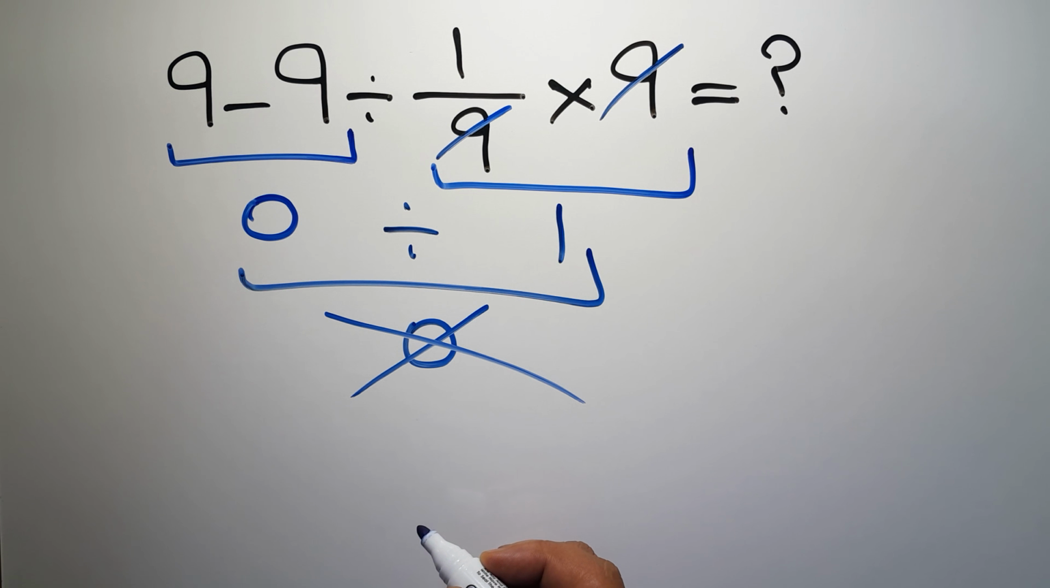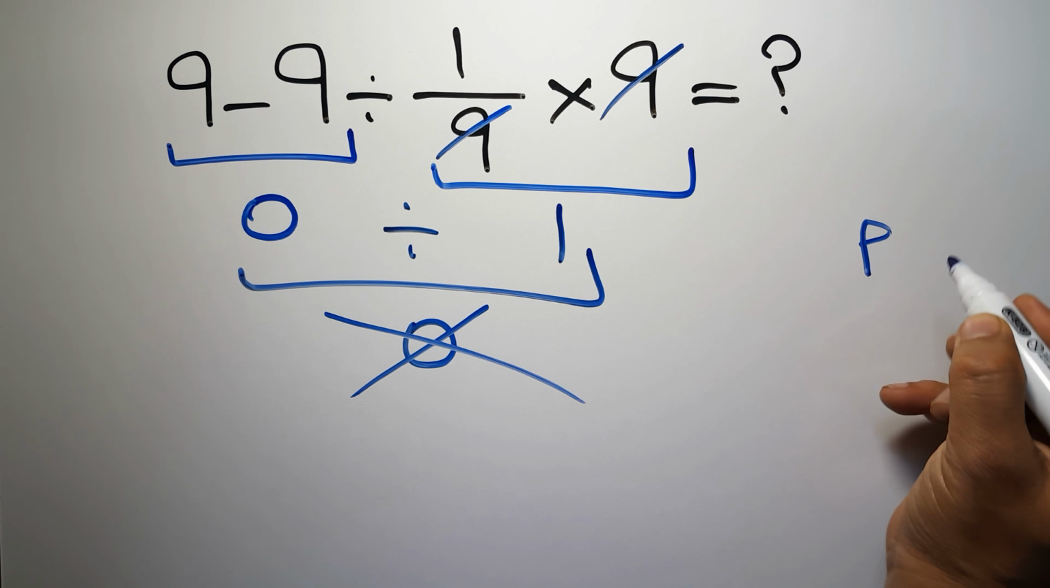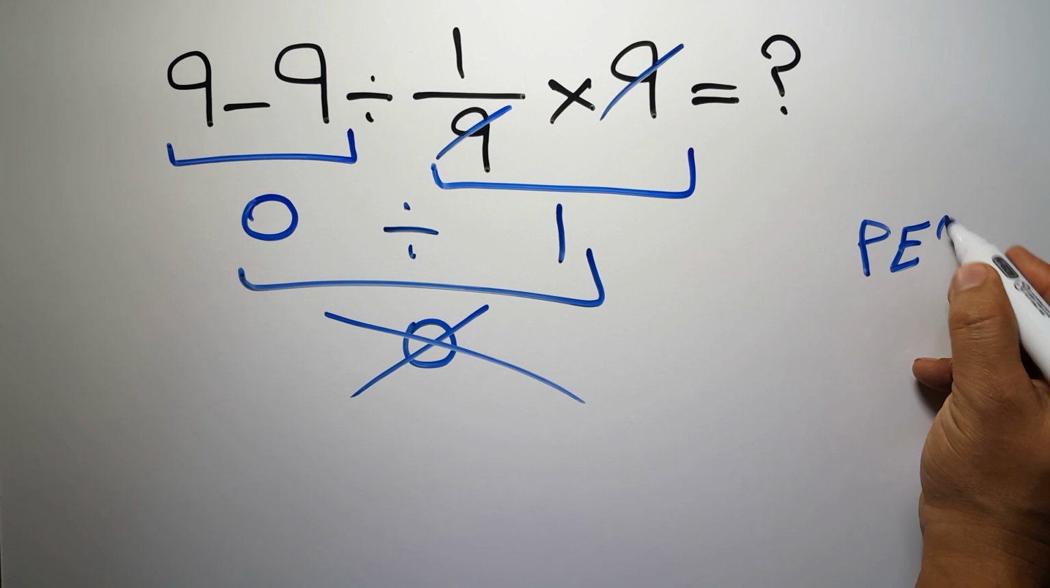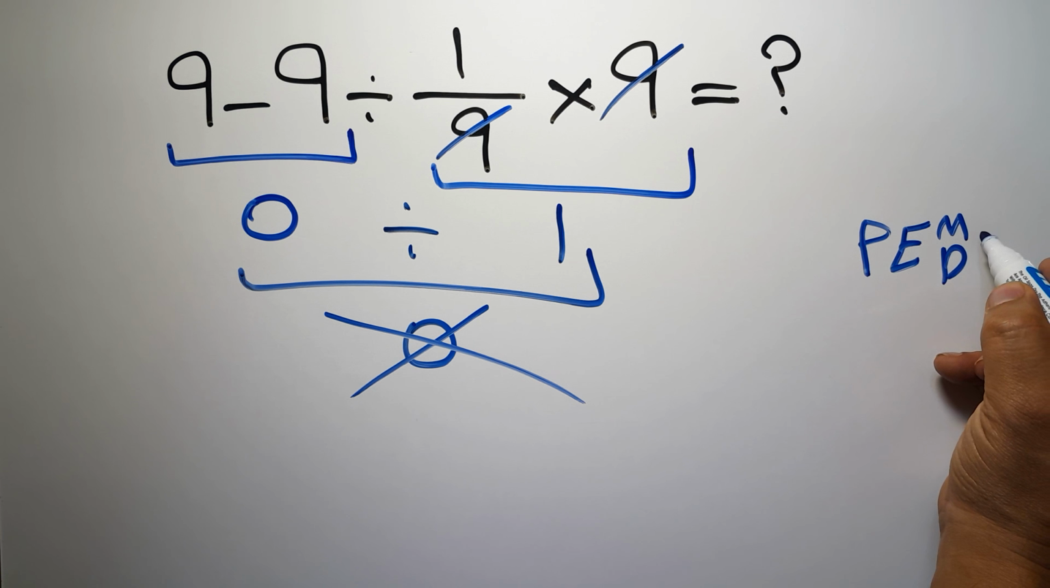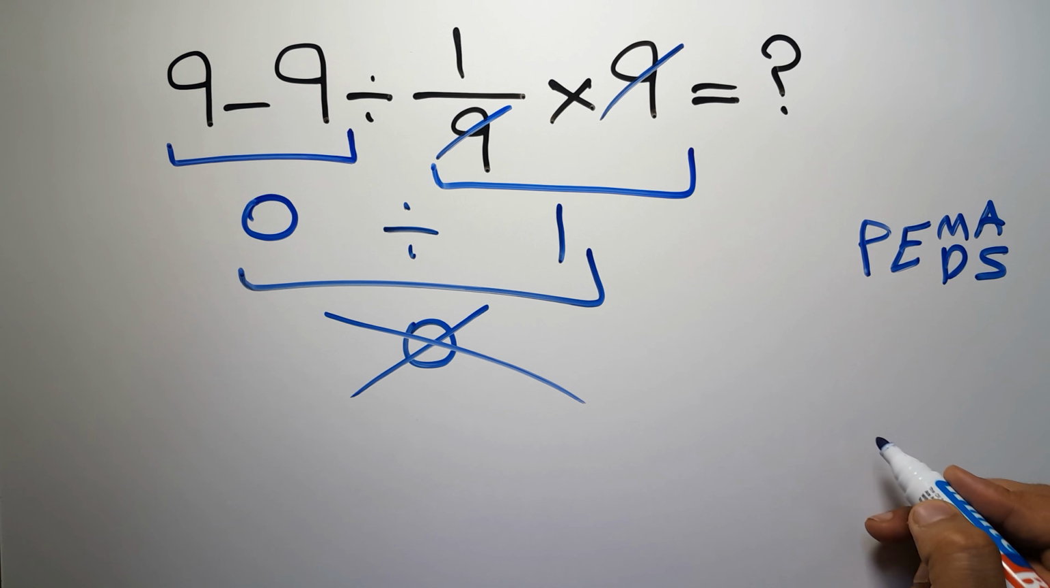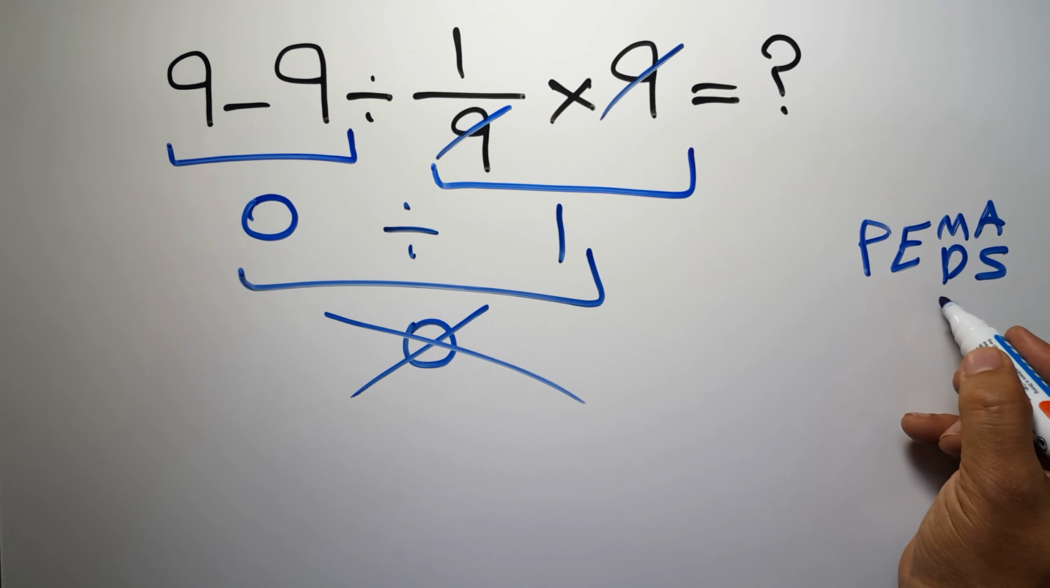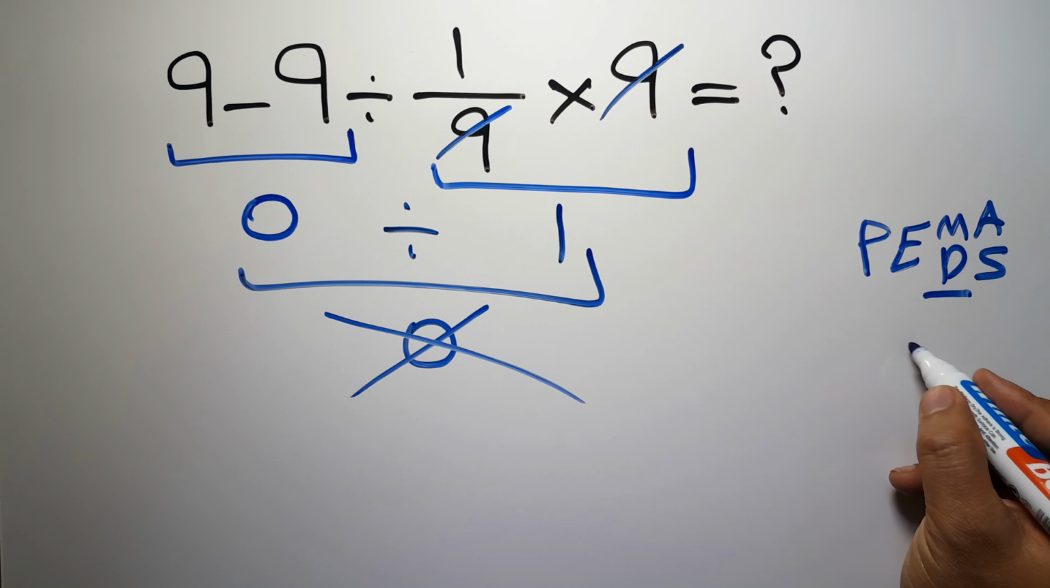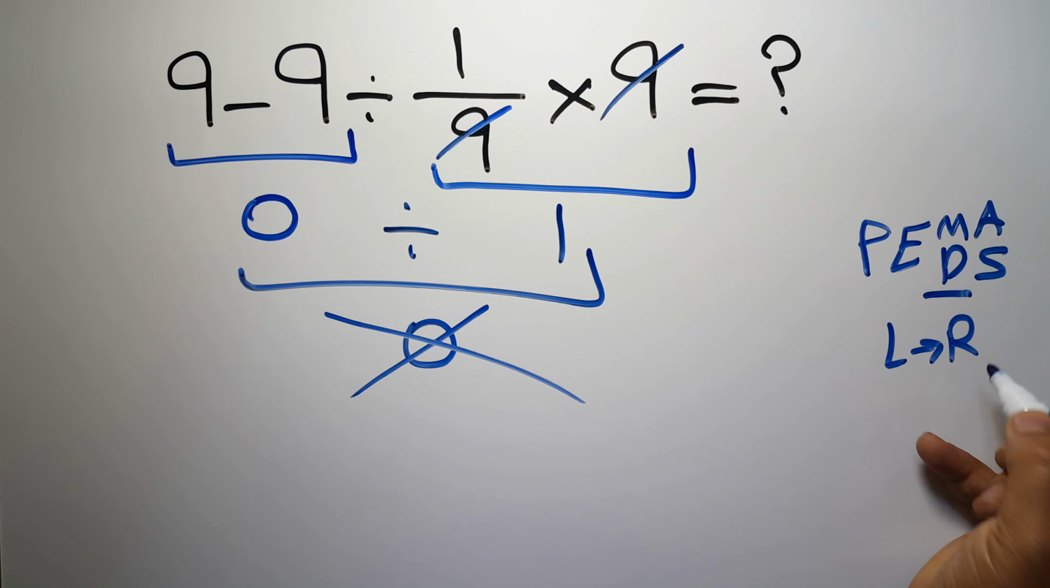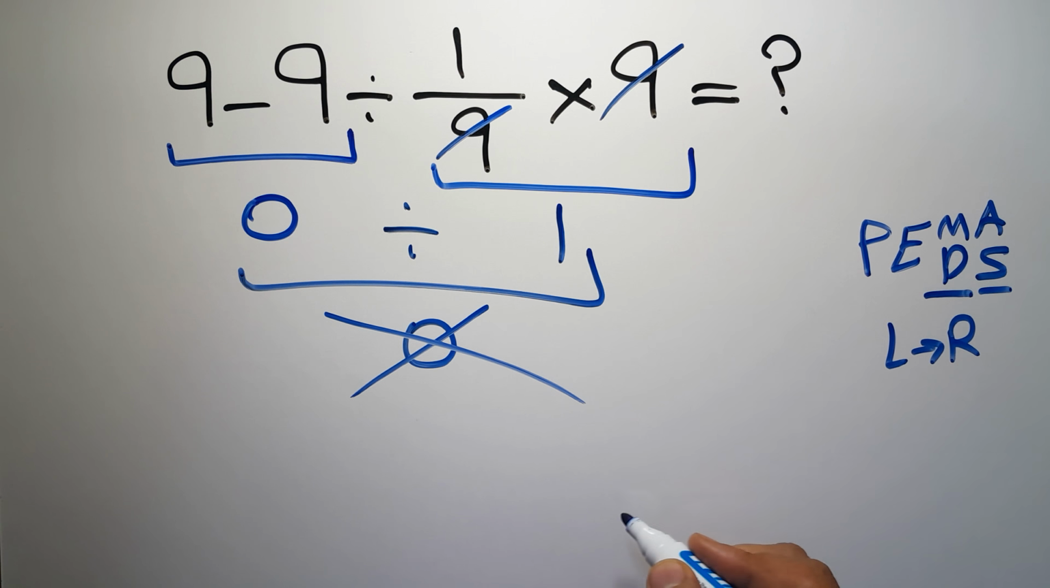Because according to the order of operations, first we have to do parentheses, then exponents, then multiplication or division, and then finally addition or subtraction. Remember that multiplication and division have equal priority and we have to work from left to right. And the same applies to addition and subtraction.